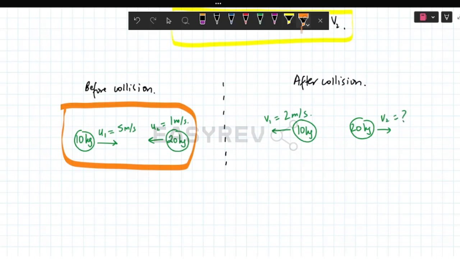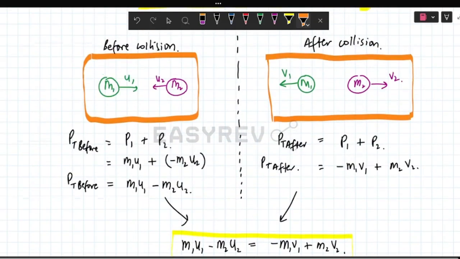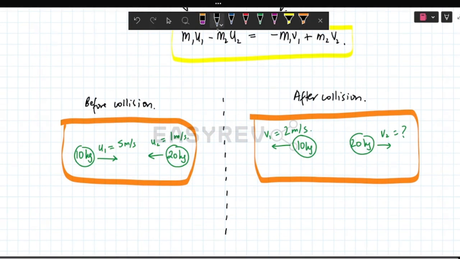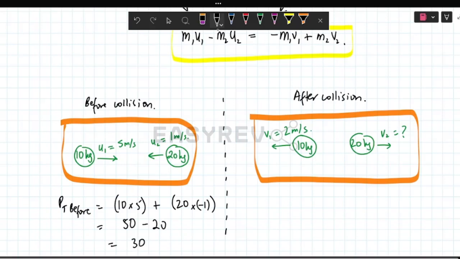Now here too, you'll basically have to relate the variables before and after collision. And the best way you can do that is by using the principle of conservation of momentum, right? That would be as so. For the situation before collision, that would just be the momentum of the 10 kg mass plus the momentum of the 20 kg mass. So for the 10 kg mass, it would be 10 times 5 added with 20 times minus 1. Why? Because it's in the opposite direction. So here we get 50 minus 20 equals 30 kg meters per second. That's your total momentum before collision.